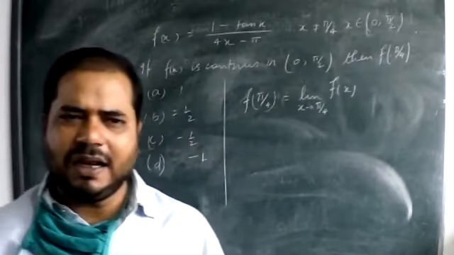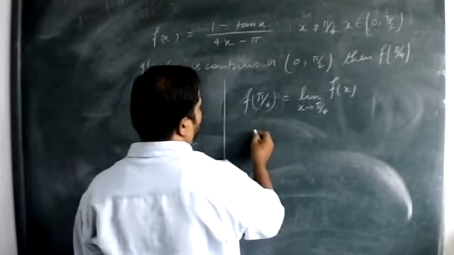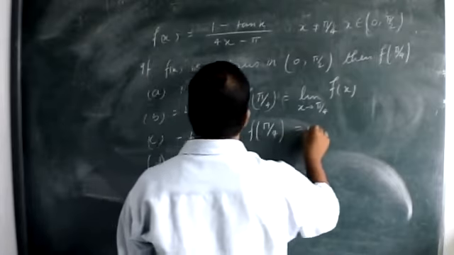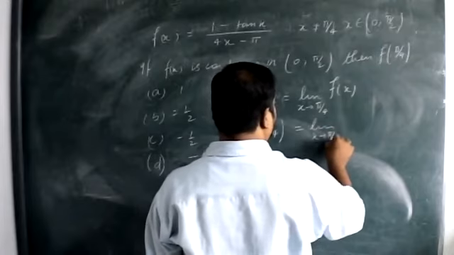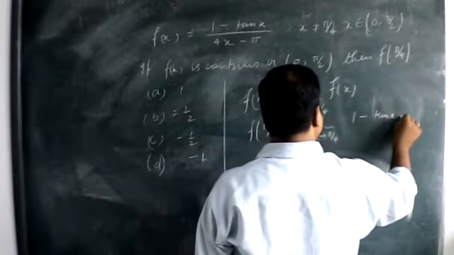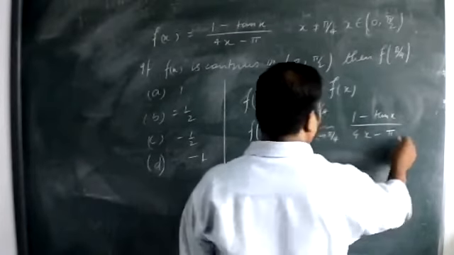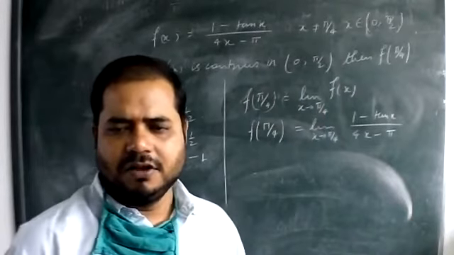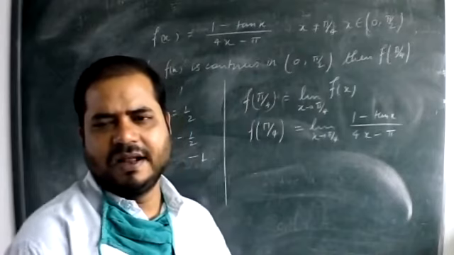Because the function is continuous, f(pi by 4) is nothing but the limit as x tends to pi by 4 of (1 minus tan x) divided by (4x minus pi). And you have to find the limit of this function. Then you will get the solution.